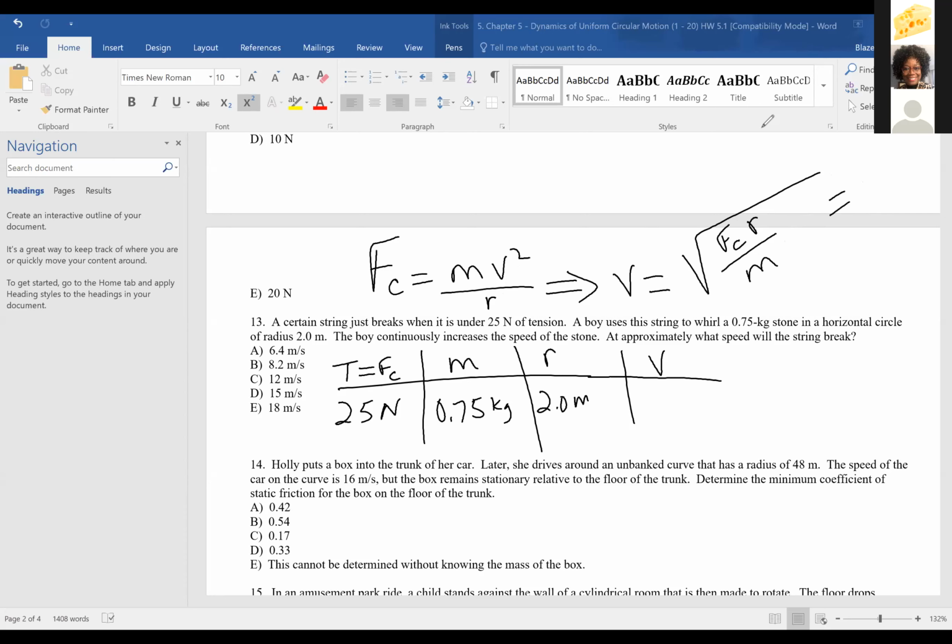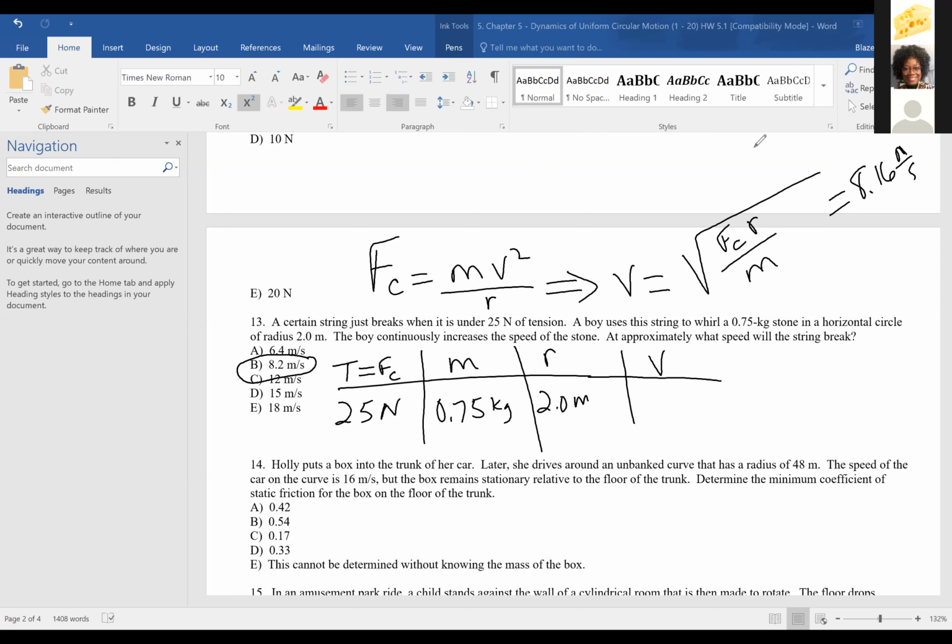Okay. Now, do we have someone who can't get the answer? When I solved it, I got 8.16. Of course, the units are meters per second. That's the answer you will get in your calculator. But when you come up here to choose the answers, the closest answer, of course, is B. Okay, very good, Nigel.